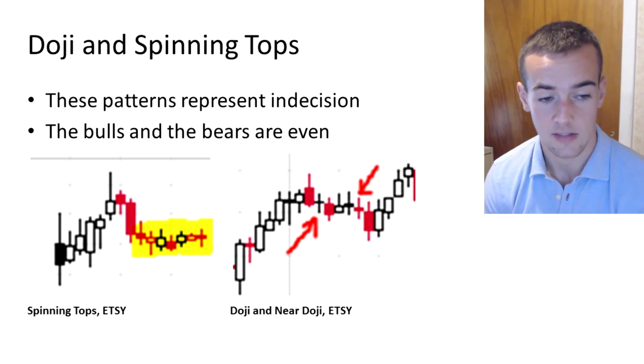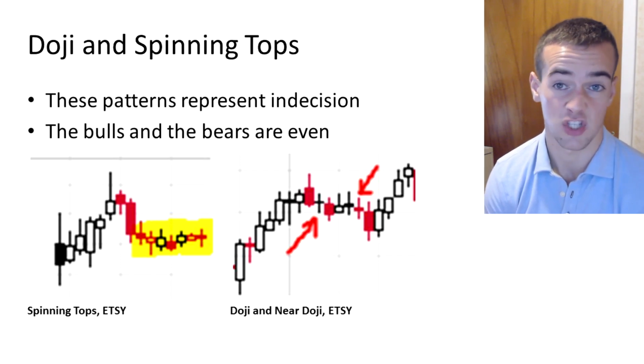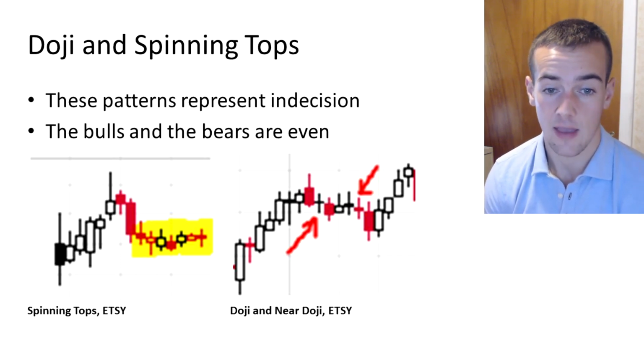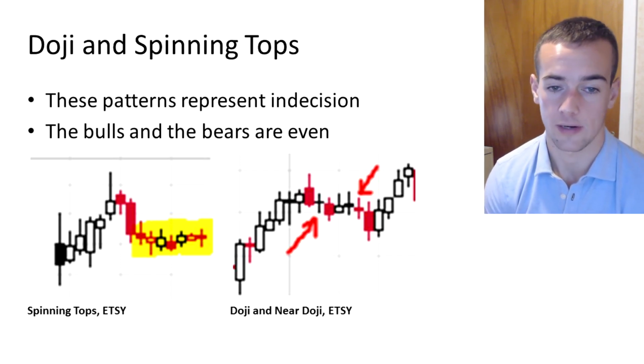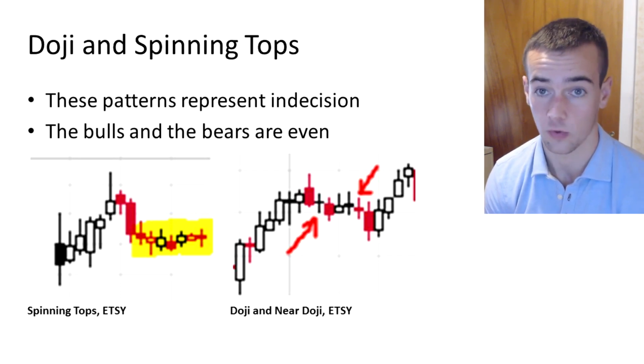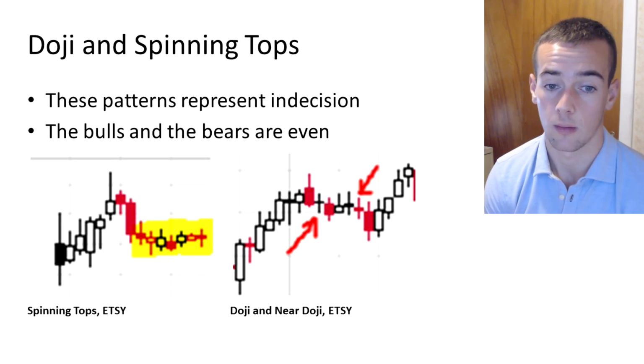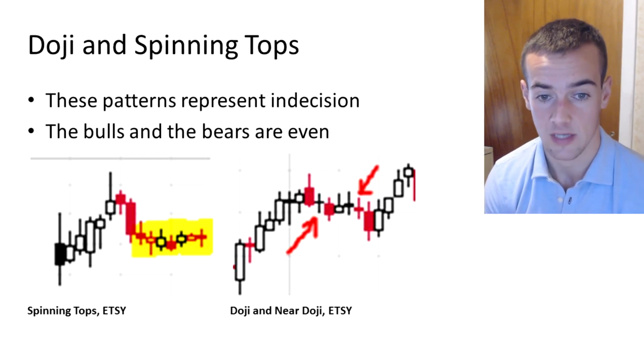In that highlighted section there on Etsy stock, we see multiple spinning tops in a row, and this just indicates indecision. And then we have a Doji forming here also on Etsy stock. These are the ones that have a very short and even in some cases no body formed, where the open price is equal to the close price. And then you have the shadow above and below. They should be about equal size.